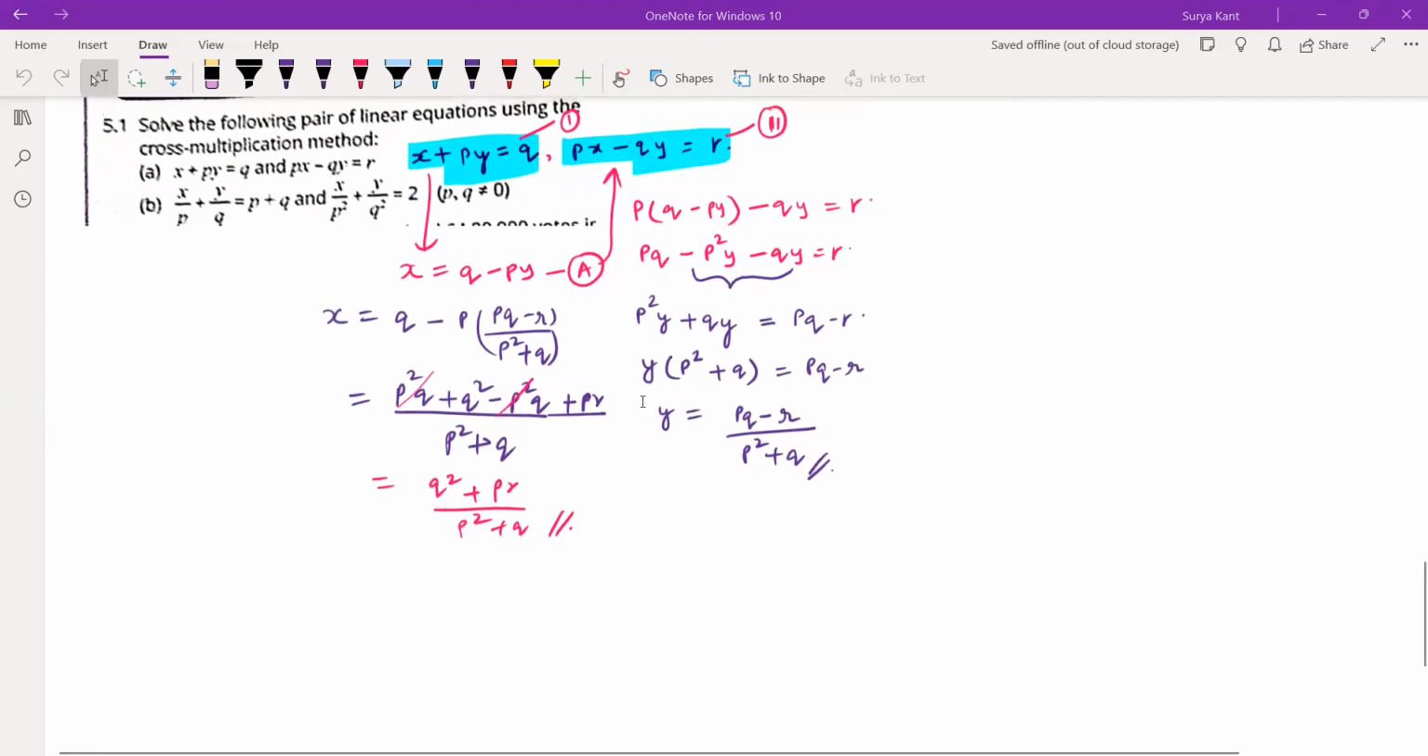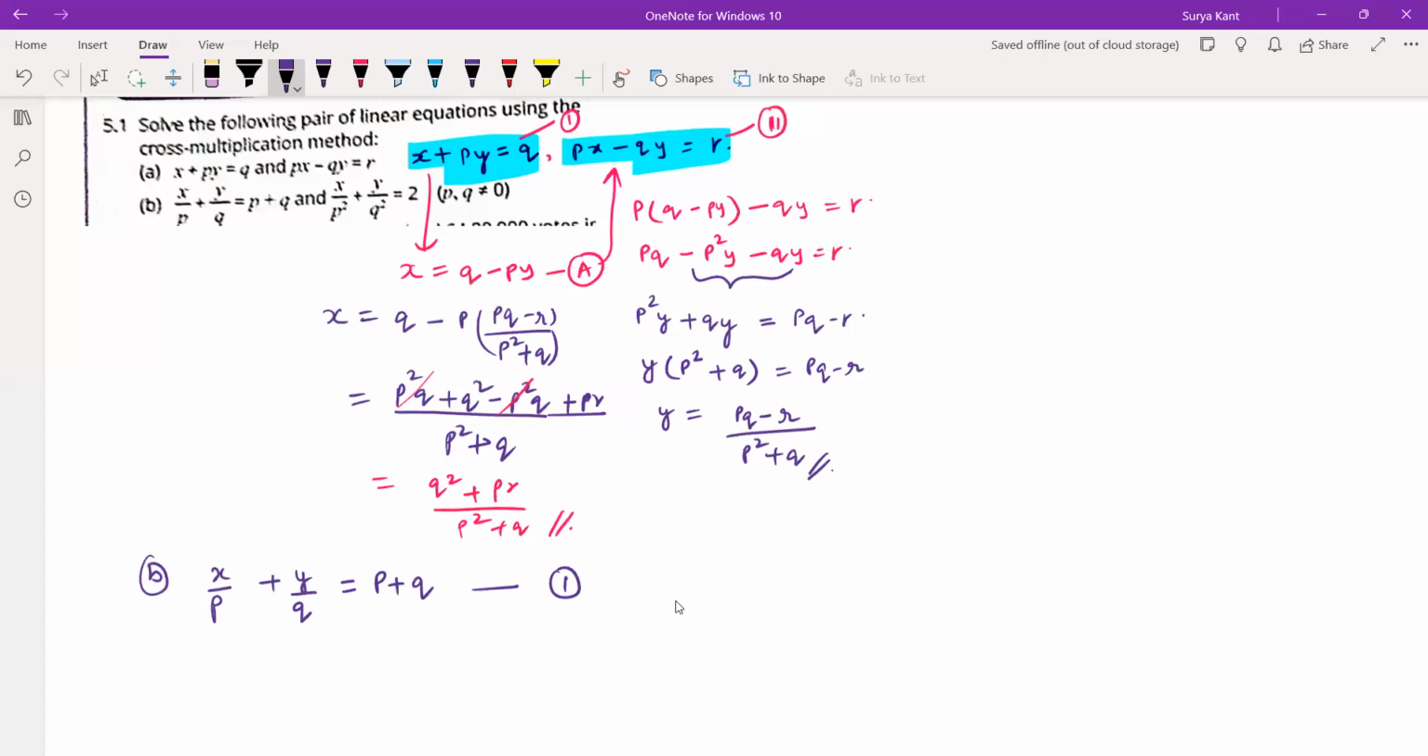So you can do the second question now. The question here is x by p plus y by q is equal to p plus q. This is the first equation. And the second equation is x by p square plus y by p square is equal to 2. You have to solve these equations and find the values of x and y by the substitution method, or elimination, whichever method you find.